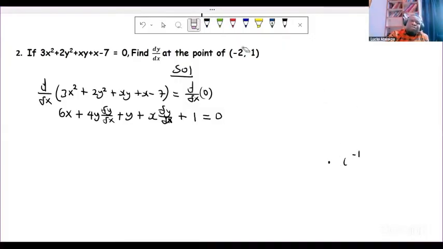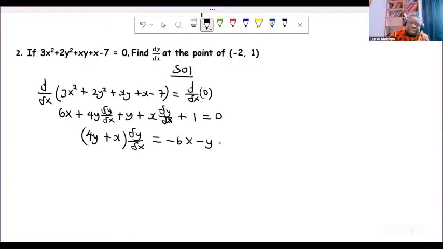All the terms that have the dy/dx, I'm going to put them together. They are 4y plus x. So I will put the dy/dx beside it. So I'm going to transfer every other thing without the dy/dx to the right-hand side. So this becomes negative 6x. Remember, in mathematics, when any number or variable crosses the equal to sign, the sign will change. So this will become minus y, then minus 1, right?